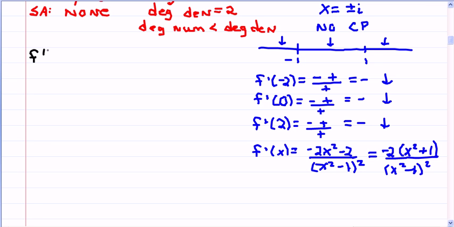Now that we've found everything that has to do with the first derivative, now we use the second derivative to find any inflection points and the intervals where the graph is concave up and concave down.